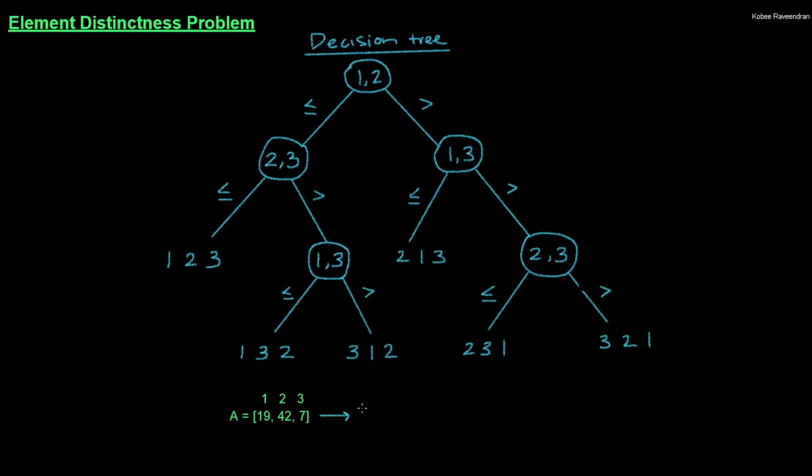And so this right here is the ordering of the indices to make the array sorted. So if we were to just map that out down here, the third element should come first, so 7 comes first. The first element should come second, so 19 is there, and then the second element should come third.